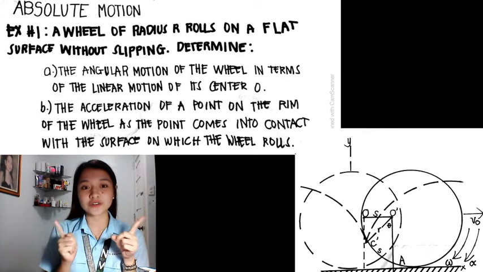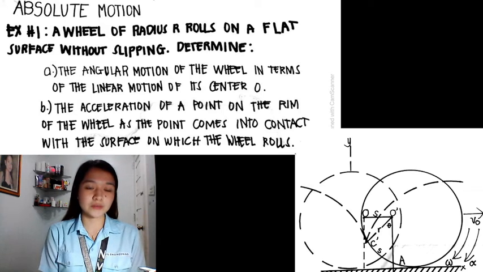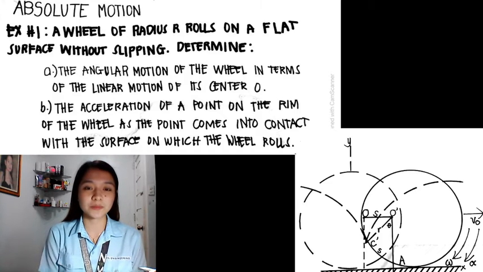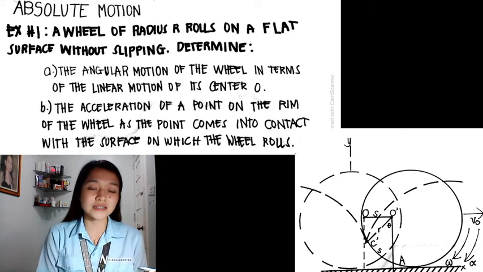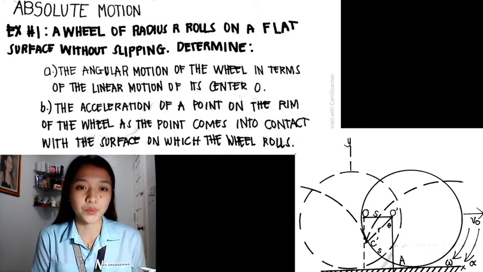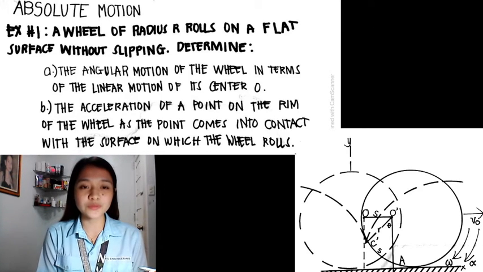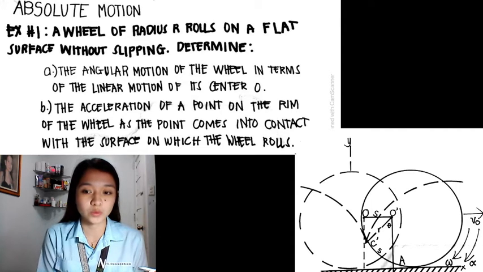So this topic of rigid body is about absolute motion. Let us read the problem. Example number 1: a wheel of radius r rolls on a flat surface without slipping. Determine A and B. A is the angular motion of the wheel in terms of the linear motion of its center O. B is the acceleration of a point on the rim of the wheel as the point comes into contact with the surface on which the wheel rolls.